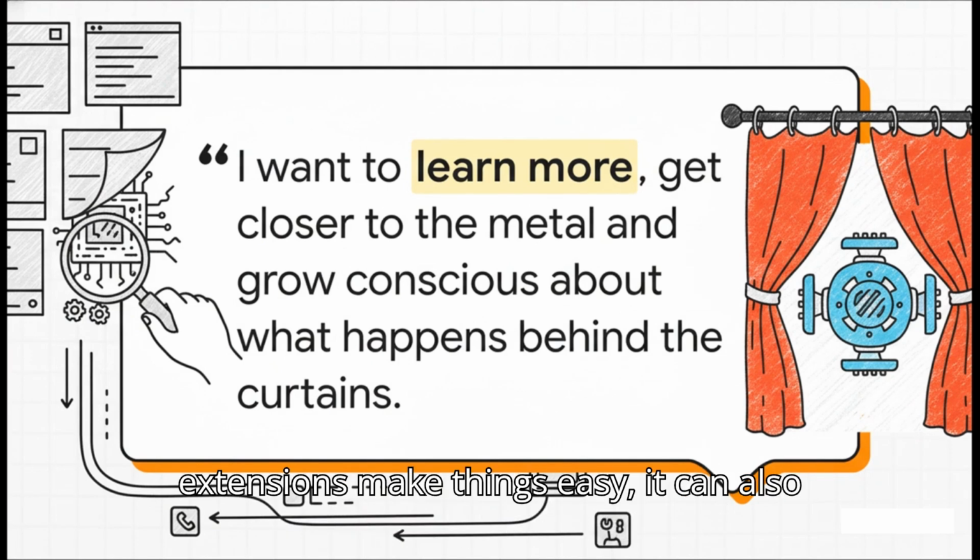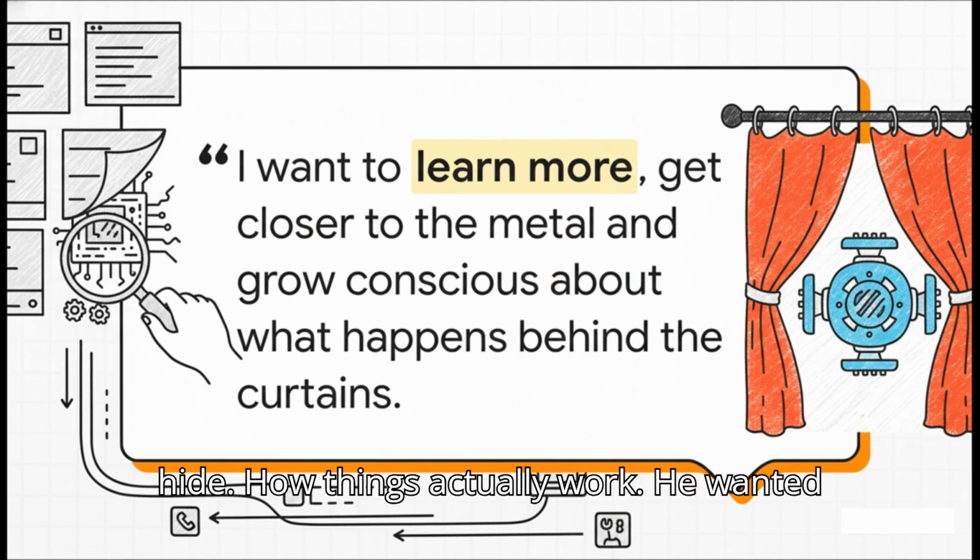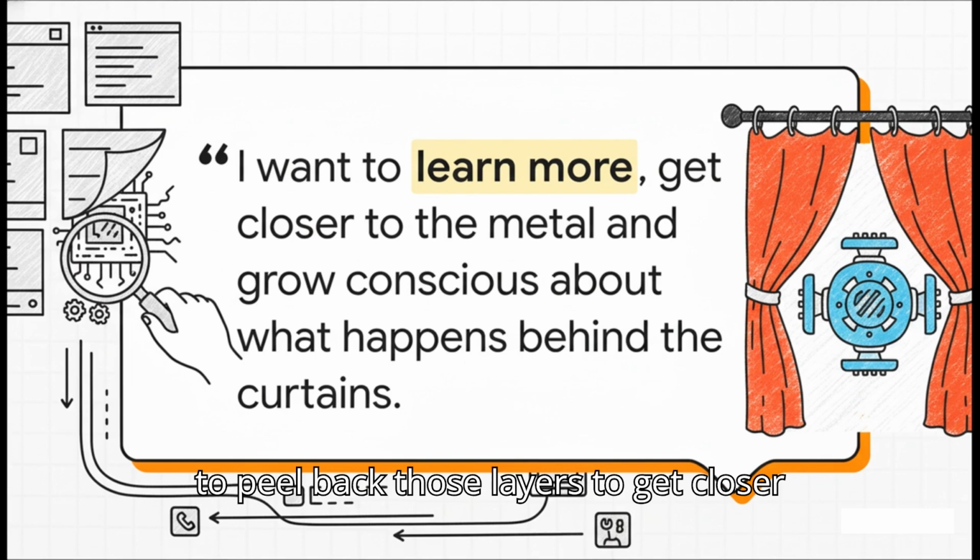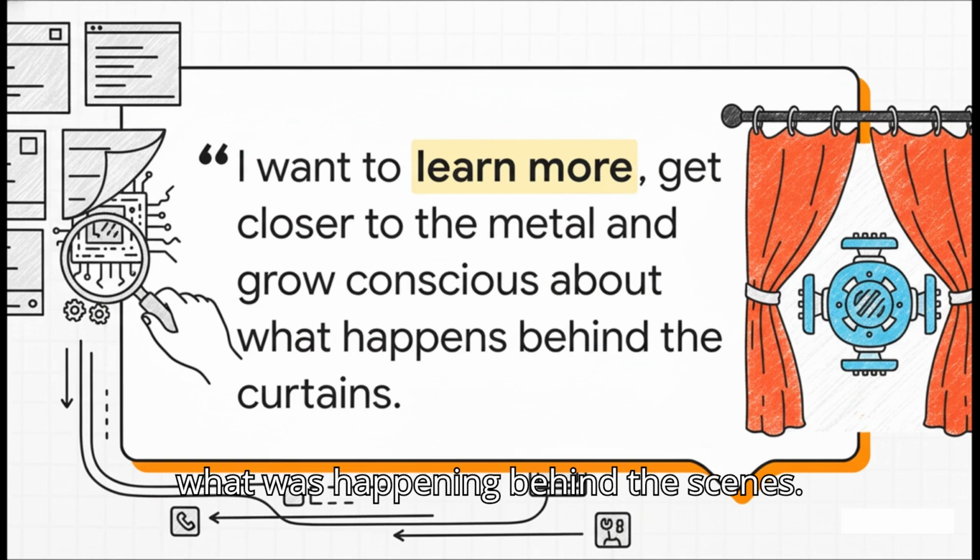He points out that while extensions make things easy, they can also hide how things actually work. He wanted to peel back those layers to get closer to the metal and to really understand what was happening behind the scenes. It's a conscious decision to choose learning over just pure ease of use.